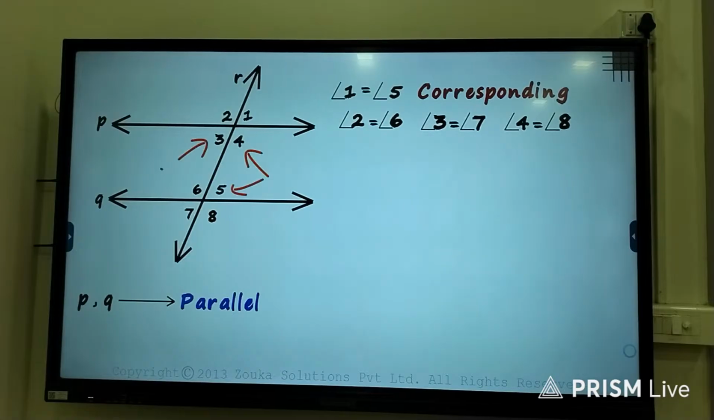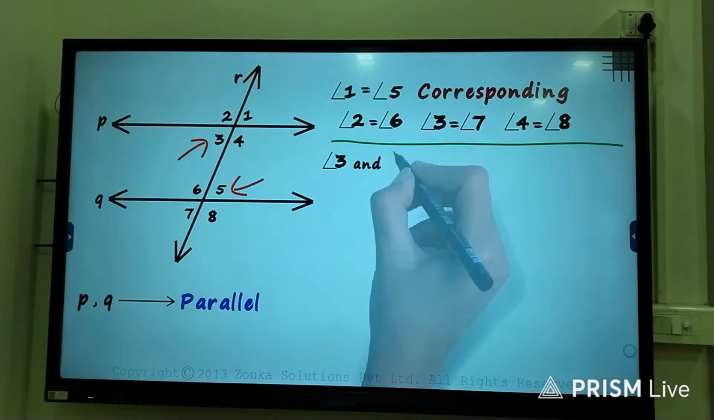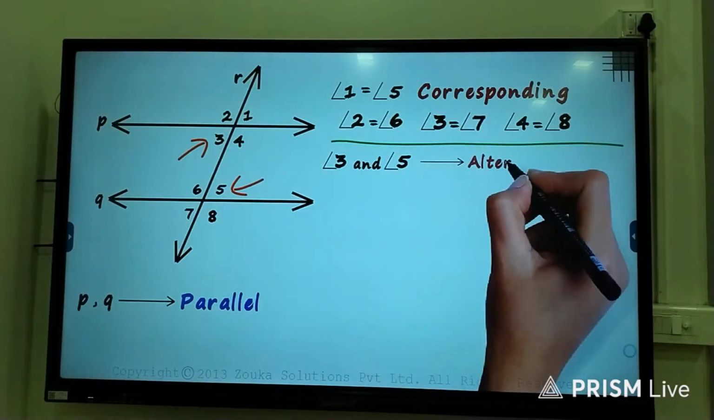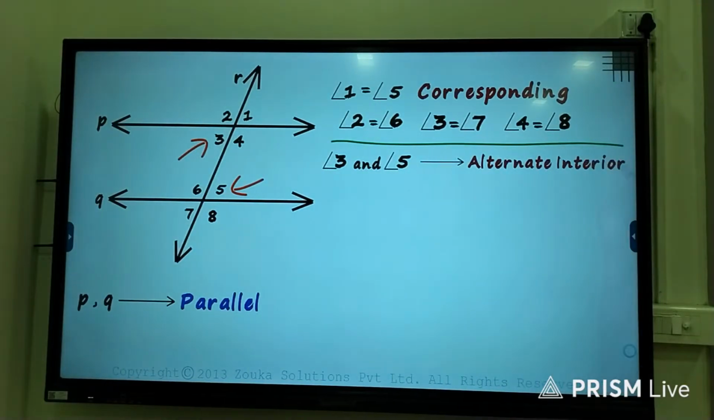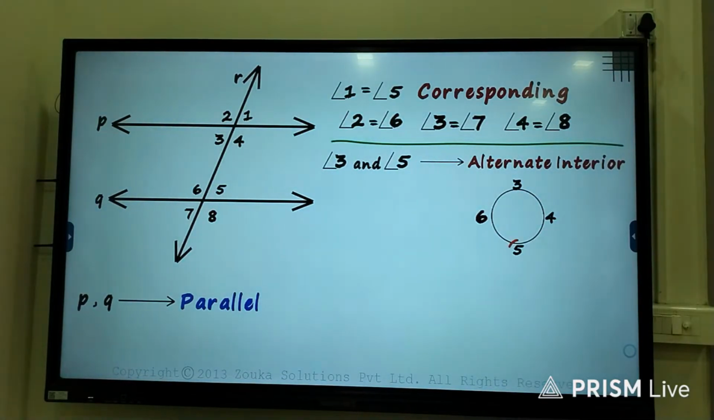Angles 3, 4, 5 and 6 are interior angles because they are between the two parallel lines. And they are classified into two types. Let's understand the first type. Angle 3 and angle 5 form a pair of alternate interior angles. We know why they are called interior. Why exactly are they called alternate? If we have a round table with numbers 3, 4, 5, and 6 around it, then 5 is alternate to 3.